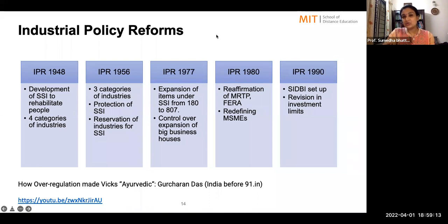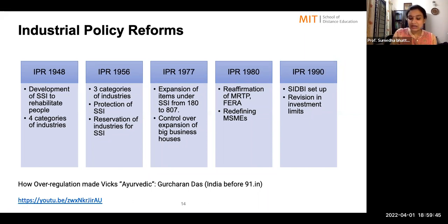Then the second schedule would again be predominantly public sector, but if there were industries which were already owned by the private sector, they would be allowed to operate. So your iron and steel, shipping, all these came under the second schedule. Third was your paper industry, textiles, or the automobile sector. They came in the third category. Here also, the private sector had to obtain a license in order to operate, right?